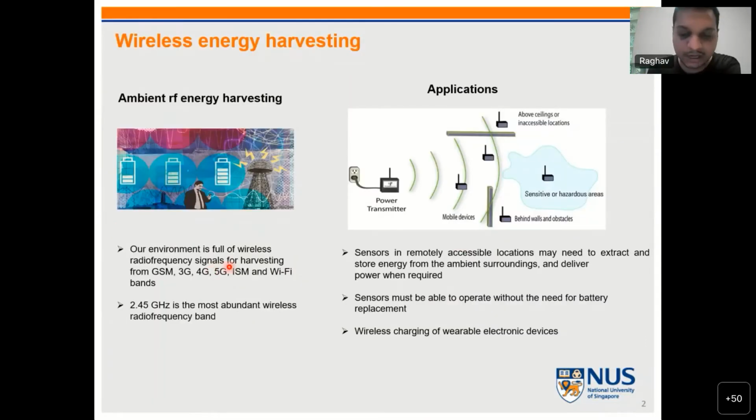So the motivation behind this work is wireless energy harvesting. Our environment is full of wireless signals like GSM, 3G, 4G, 5G, and the most popular one is 2.45 gigahertz, which comes from our Wi-Fi routers also. This energy harvester can convert the wireless energy into useful DC power, which is very useful for many applications. One application is when you have sensors in a remote area where you don't want to replace the battery. These energy harvesting chips can be integrated with your sensors and automatically charge them using the wireless energy.